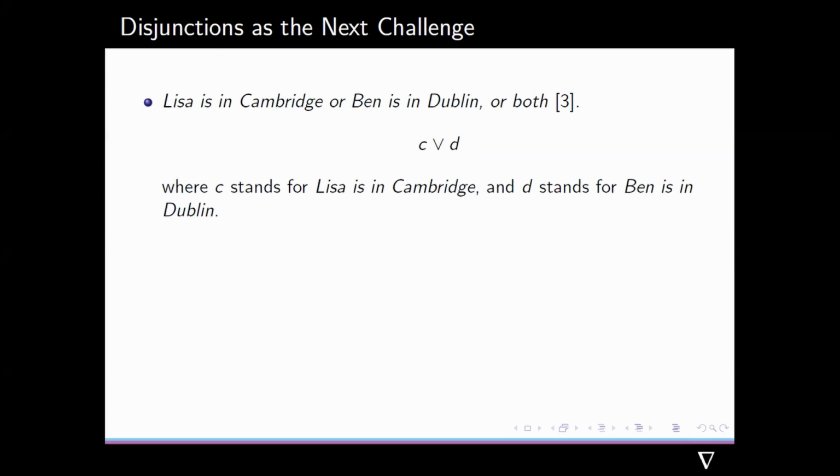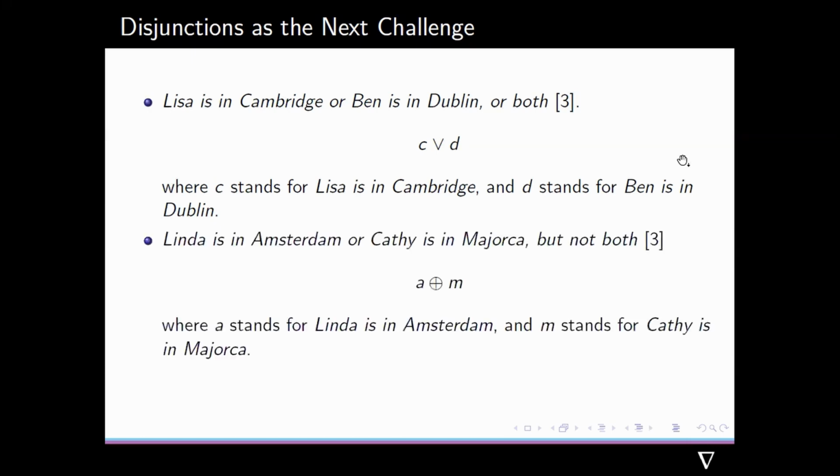And here I'll present how it can handle disjunctions, or "or" statements. And there are mainly 2 types of disjunctions. Inclusive disjunctions, such as Lisa is in Cambridge or Ben is in Dublin or both.